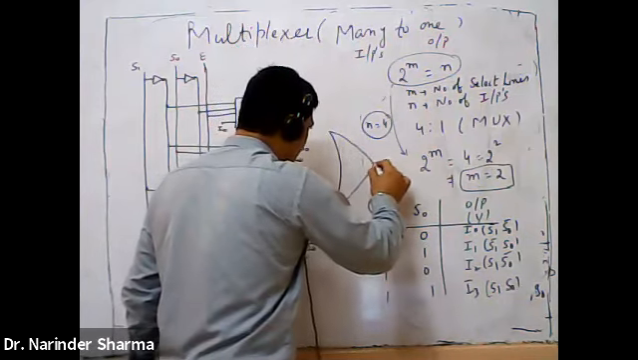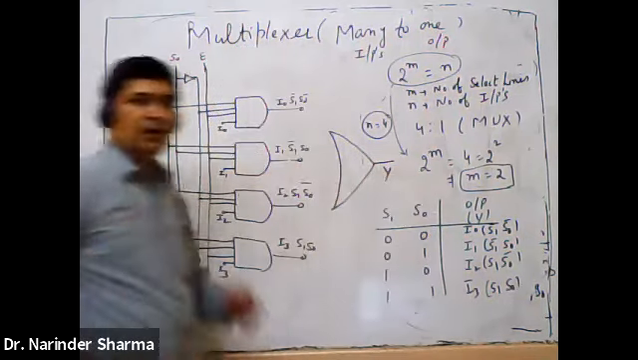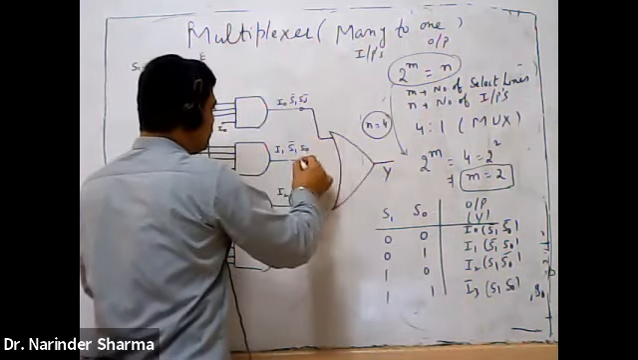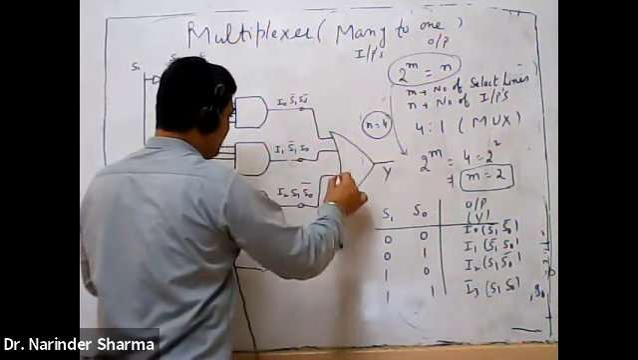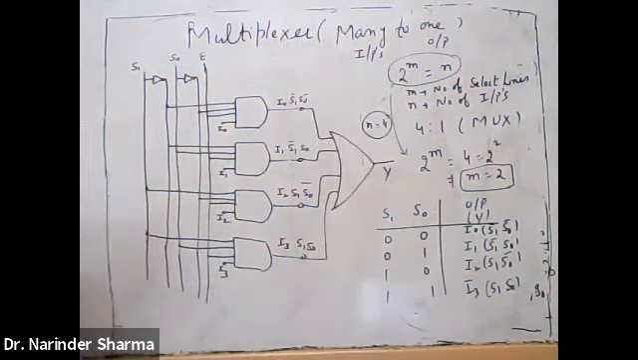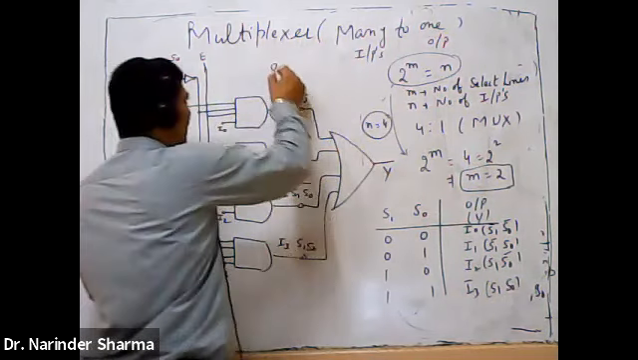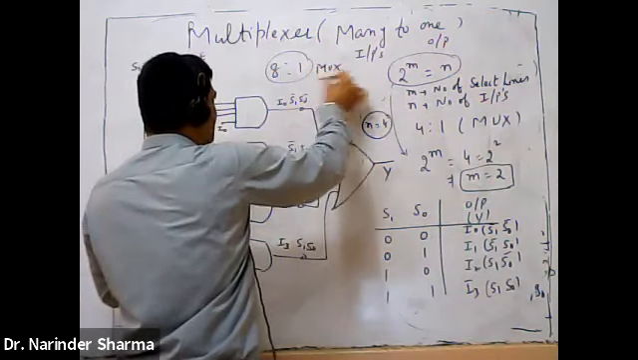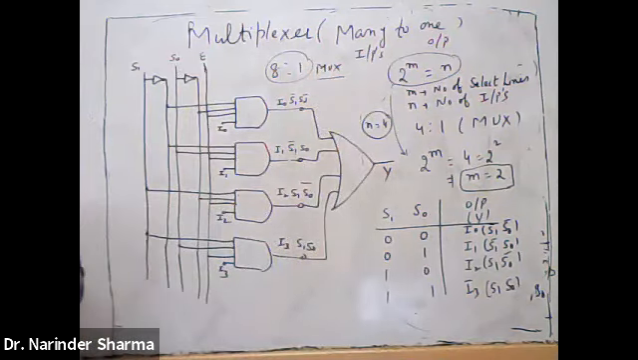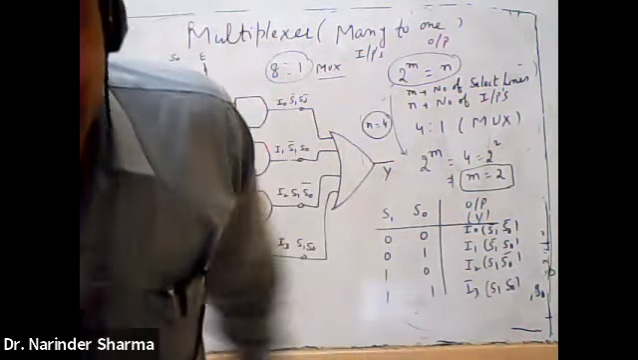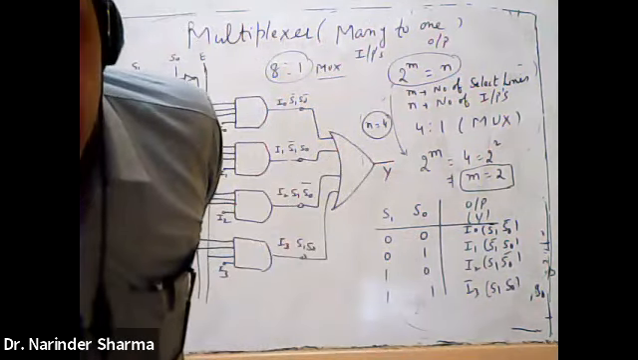All these have to be applied to the OR gate because there should be one output. So that would be Y. If you design an 8:1 mux circuit by yourself, it would be easy for you to understand the concept. In this way, we can design the circuit diagram of a multiplexer.